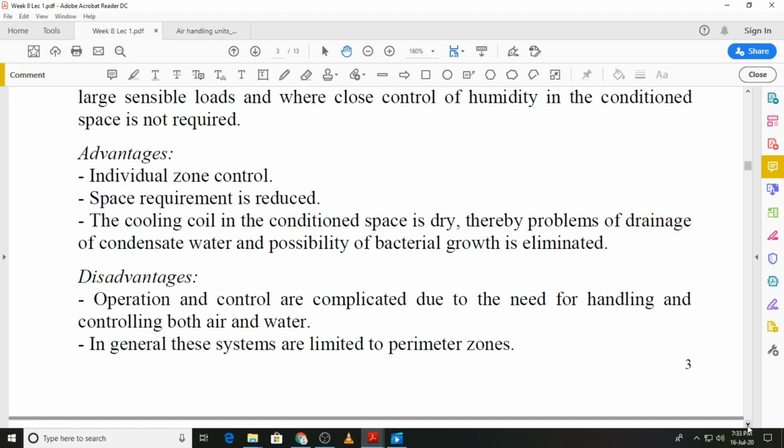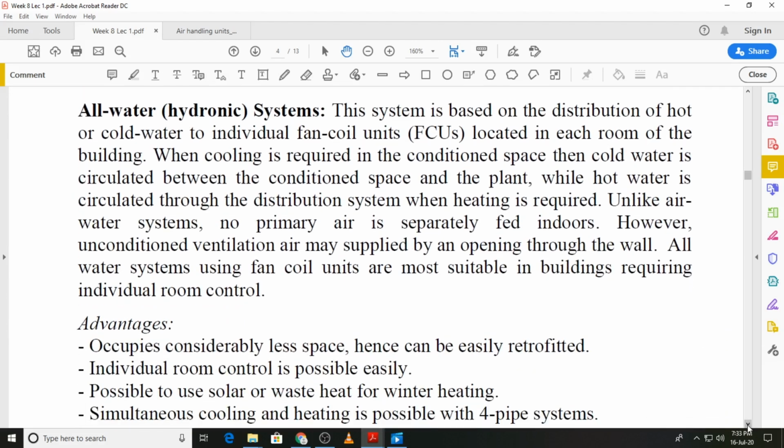Then we will move on to the third type, in which we use only water for carrying the energy into or away from the conditioned space. They again require units which are known as fan coil units, and they are located in each room of the building. If cooling is required, chilled water will be circulated inside those FCUs, and if heating is required, you can circulate hot water through those coils, and that is how the all water system works. The air has no role in that sense; if we require ventilation, the air will have to be supplied from outside through an opening in the wall.